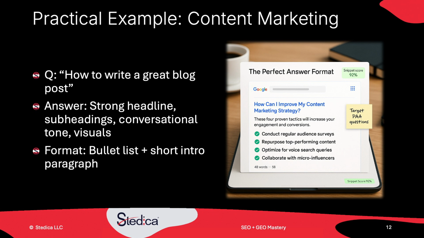Another example, a digital marketing agency. You notice that AI-generated answers appear for how to write a great blog post. You create a guide that starts with a clear answer. To write a great blog post, start with a strong headline, use clear subheadings, write in a conversational tone, and include visuals. This clear answer is more likely to be featured in AI-generated results.